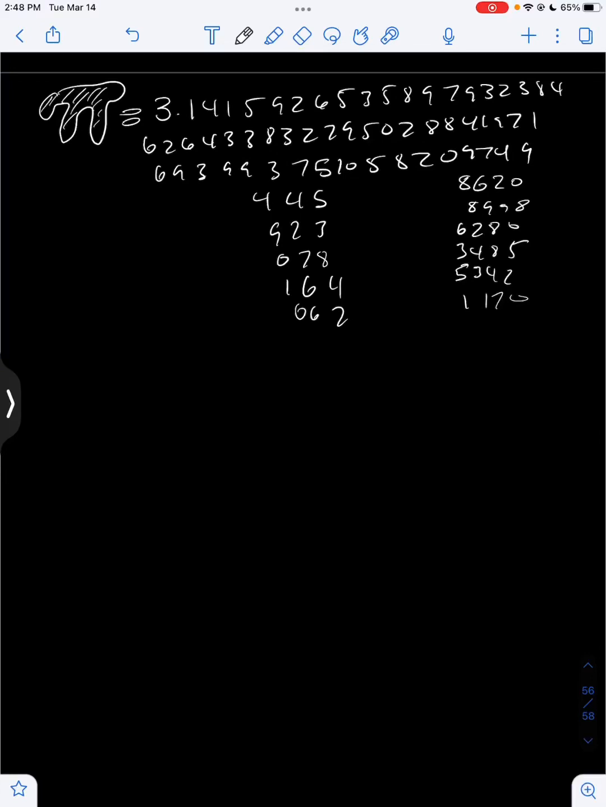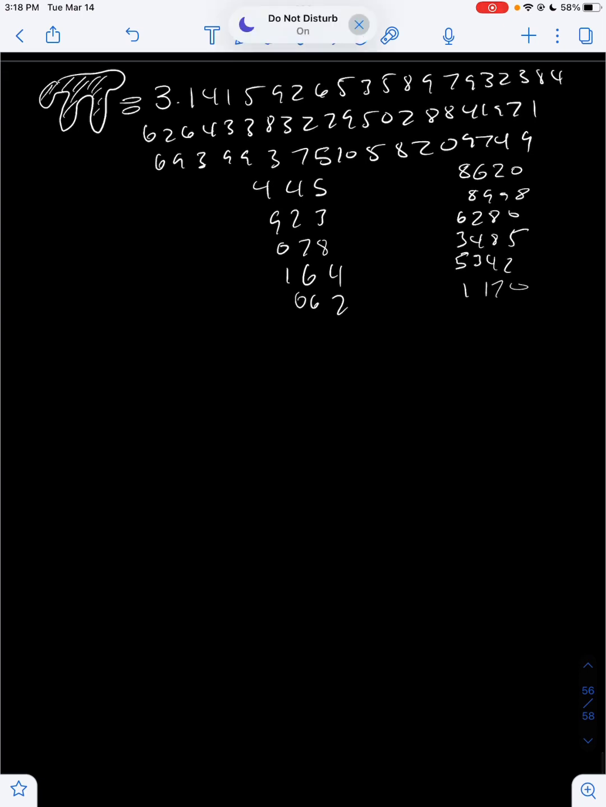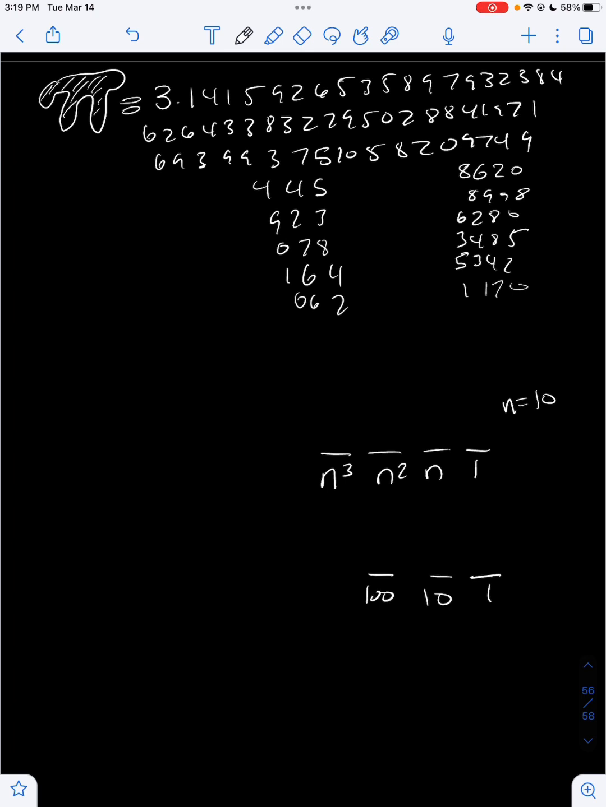Have you guys ever wondered what is pi in base pi? Well, to figure that out, we have to construct the base pi system. So to construct a base number system, we first start out with 1, then n squared, then n cubed, and so on. So when n equals 10, for example, we'd have 1, then 10, then 100, then thousands, and so on. And here is the base 10 system.